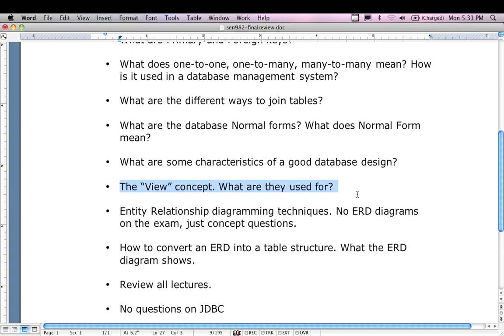Let me just do a quick run through here before I tell you what else is not on here, just to make sure I got everything that is on here.